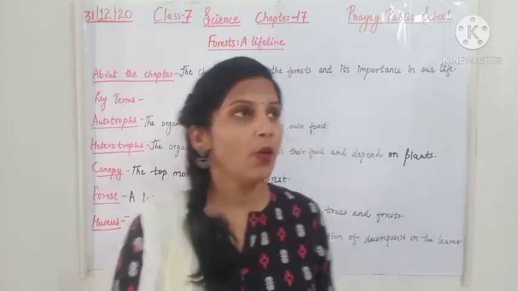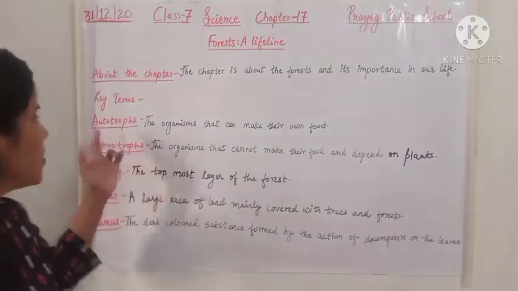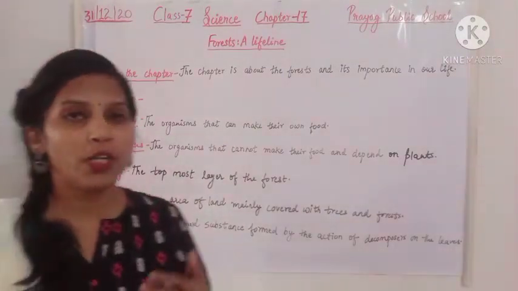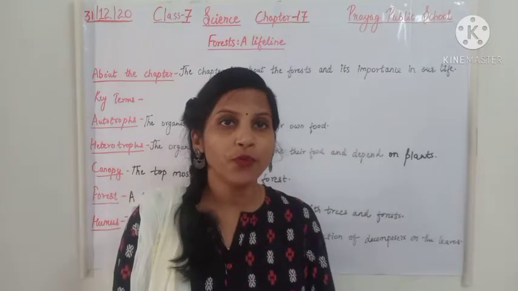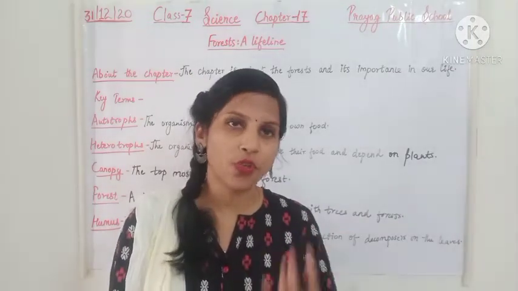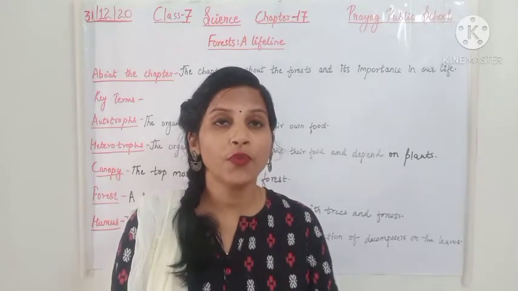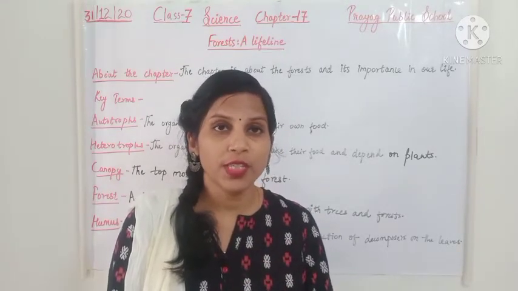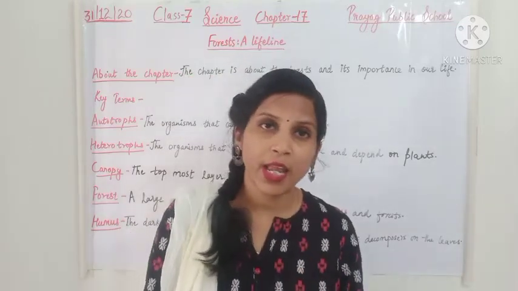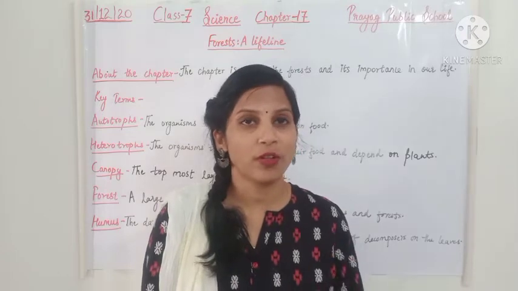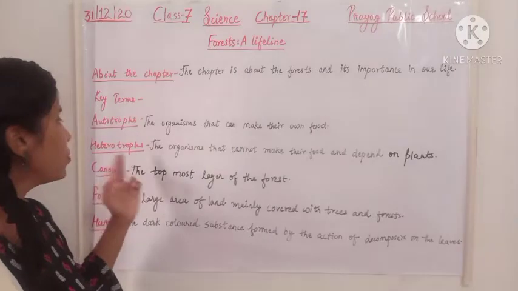Okay children, now let us have a look over the key terms of the chapter. The first one is autotrophs. What are autotrophs? The organisms which can make their own food are called autotrophs, and plants are the producers. They can make their own food by the process of photosynthesis using carbon dioxide, water and sunlight, and they give out oxygen as a byproduct. Okay, then the second one is heterotrophs.